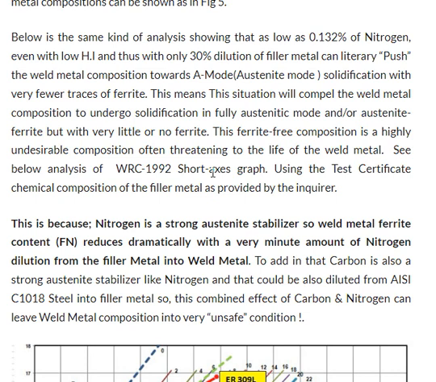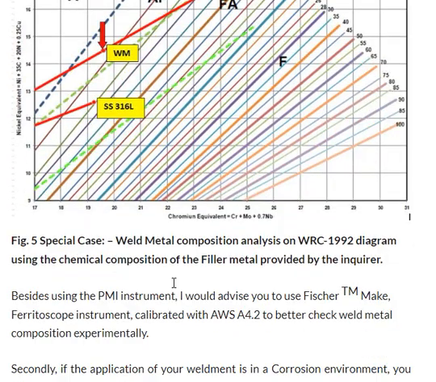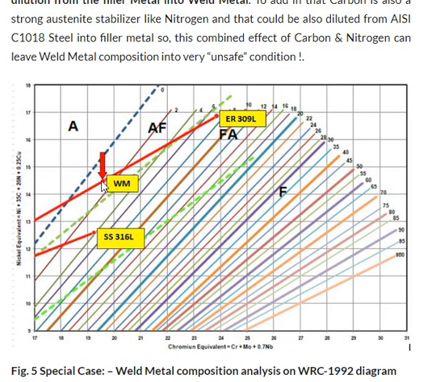So this situation will compel the weld metal composition to undergo a solidification in fully austenitic mode, with little or no ferrite. This ferrite-free composition is highly undesirable and threatening to the life of the weld metal. Using this Schaeffler diagram, we can see the position of the weld metal composition.